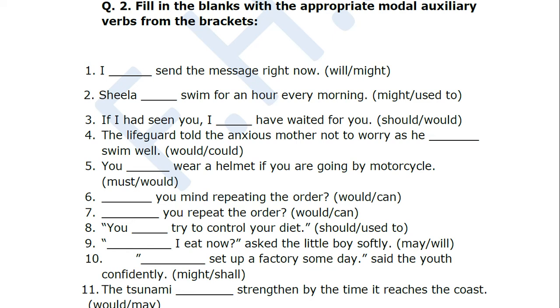Second one, Sheila dash swim for an hour every day. Options: might or used to. If you're saying every day she's swimming for an hour, can you say used to? If she was used to, she would have got drowned. Correct. Okay, next. If I had seen you, I dash have waited for you. Now, what will the person say? I would have waited. Okay, not should have. The lifeguard told the anxious mother not to worry, as he dash swim well. Would or could? He could swim well. Correct? Yes. Okay.